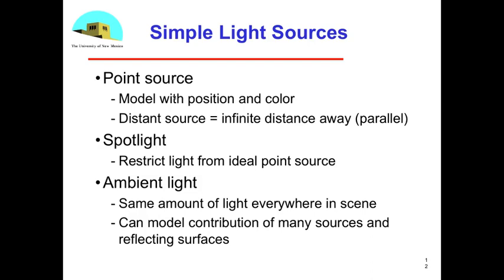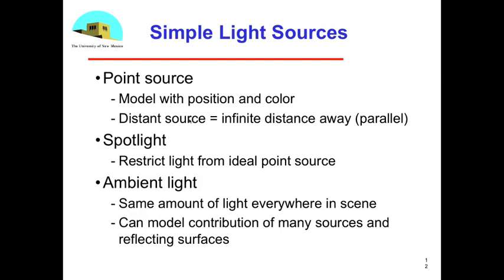The other kind of light source that we can get from that is a spotlight, and that's really easy to do. We start with a point source, and instead of considering 360 degrees going around it, we just consider a certain solid angle coming out of that, and everything else is going to be 0, and that gives us a spotlight.